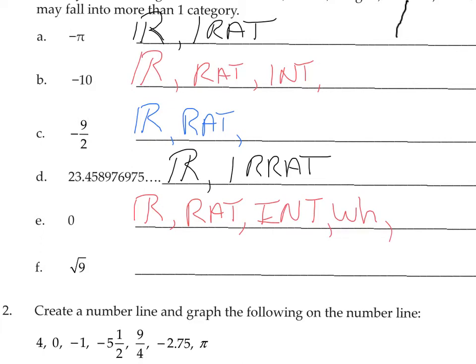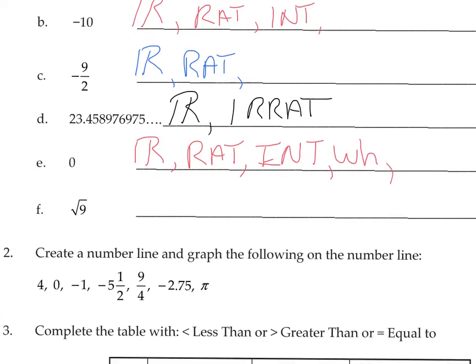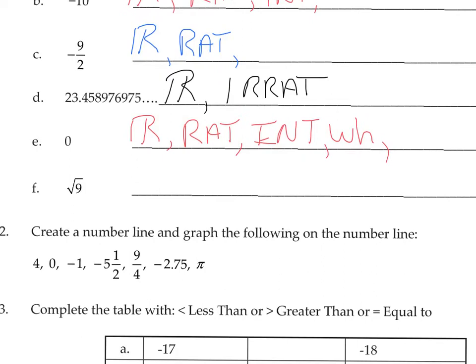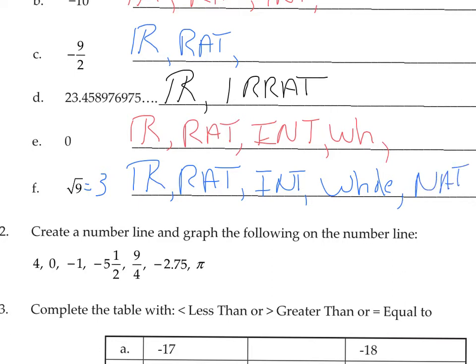The square root of 9 actually can be simplified. I know we haven't talked about square roots yet, but the square root of 9 is equal to 3. And we'll talk about square roots in chapter 6, but that's what it is. It is a real number. It is a rational number. We could write it as a fraction. It is an integer. It would be a tick mark on the number line. It is a whole number, which go to the positive, and it is a natural number. It is part of our counting numbers. So that would be classifying.